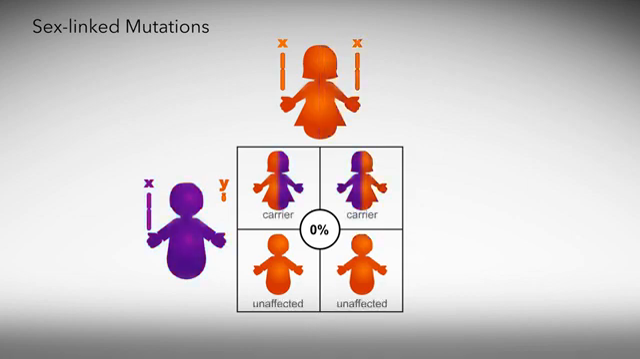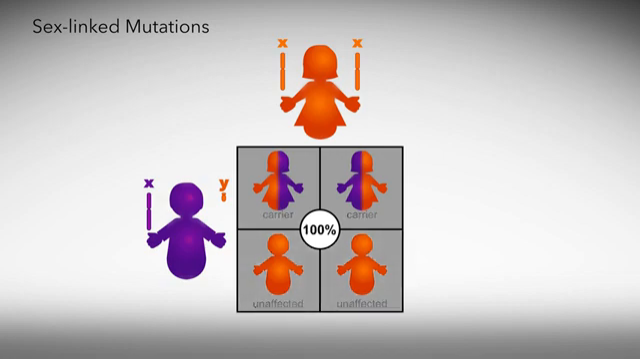Non-carrier mother and affected father. All the girls will be carriers since the father can only pass his mutated X chromosome to the girls, while none of the boys will have the disease since the father passes his Y chromosome.